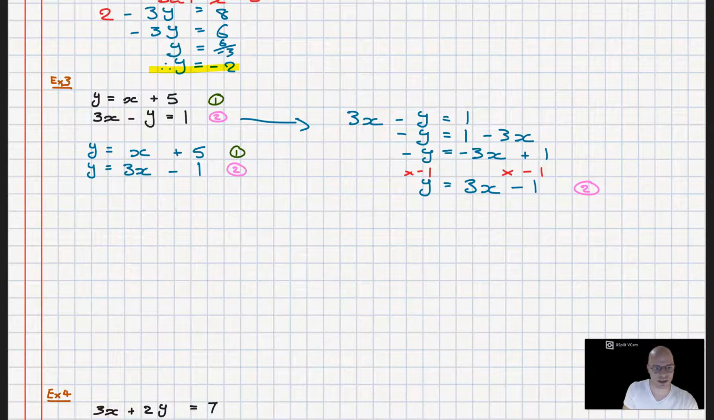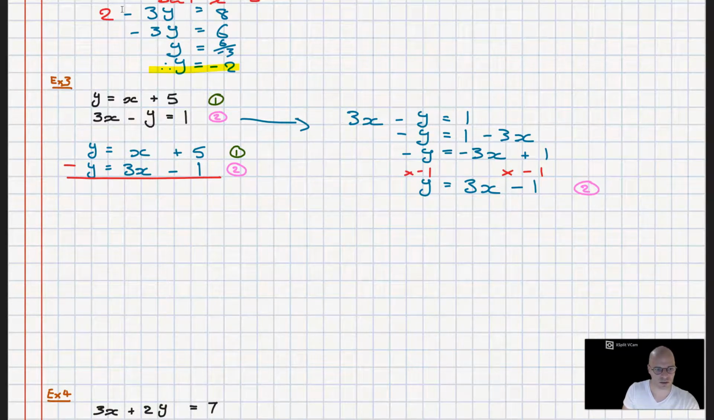Alright, now we need to think about which term we want to eliminate here. If we look at the y's, they've both got a coefficient of 1, so this is a good candidate. We have the x's, but one's a 1x and the other's a 3x, so that's not a very good candidate. And there's no point eliminating the constants because that's not going to lead to anything useful. So we'll eliminate the y's.